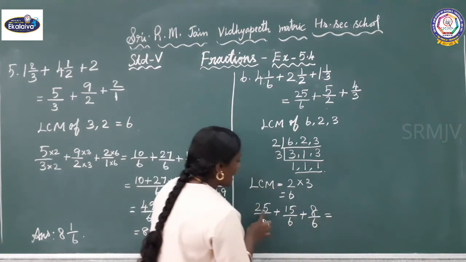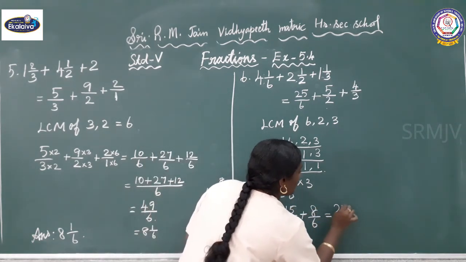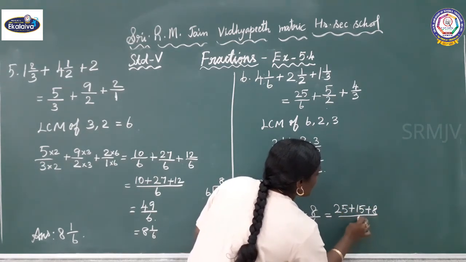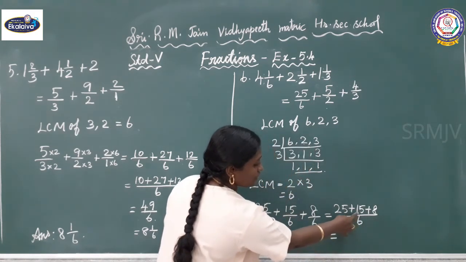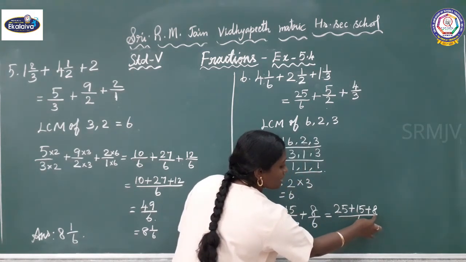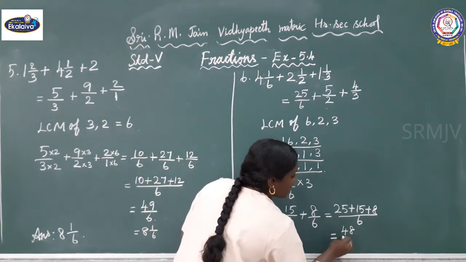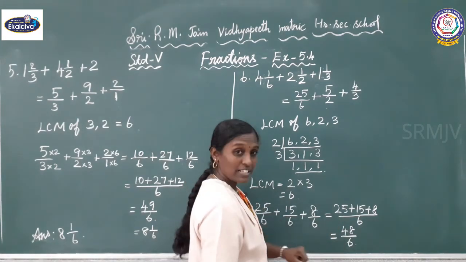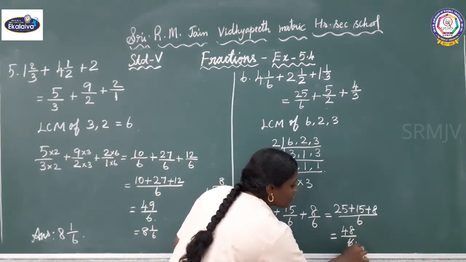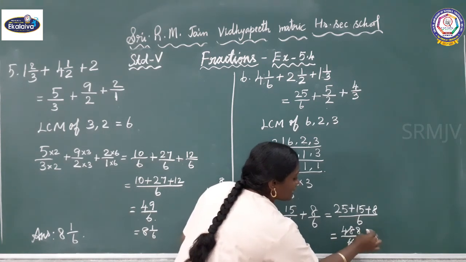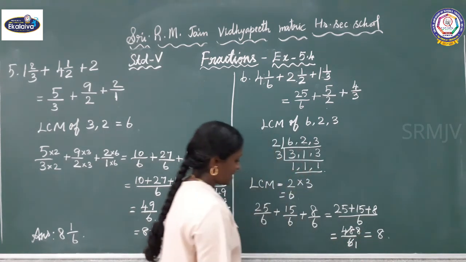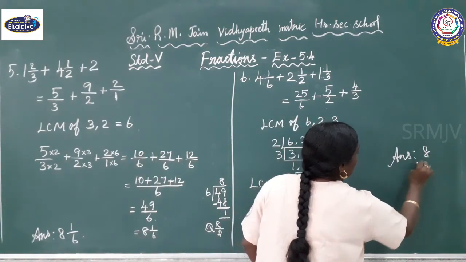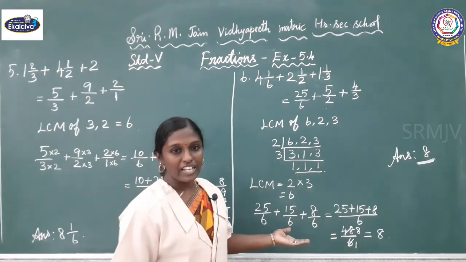Now we have to add the numerators. Here 25 plus 15 plus 8 by 6. Here 25 plus 15 is 40. 40 plus 8 is 48. 48 by 6. Here we can reduce the fraction in the 6 table. 6 1s are 6, in the 6 table 8 times. So 8 is the answer. Is it clear, children? Can you understand?